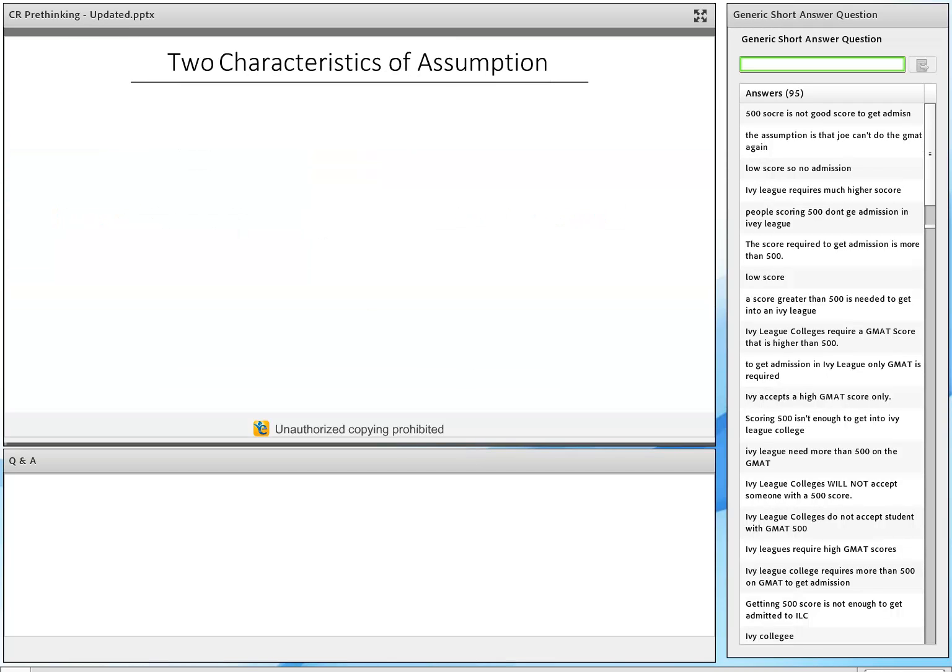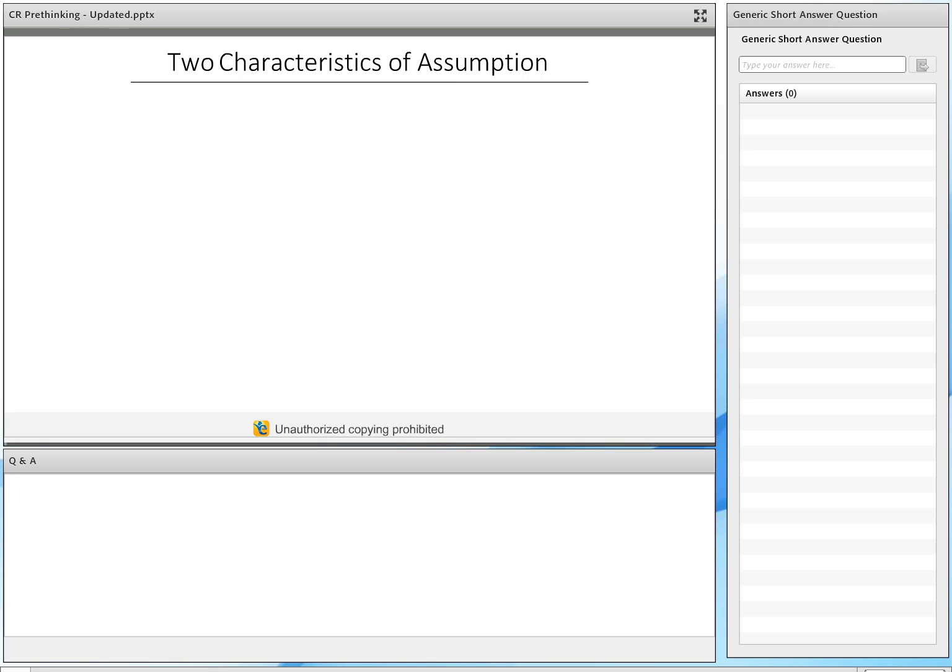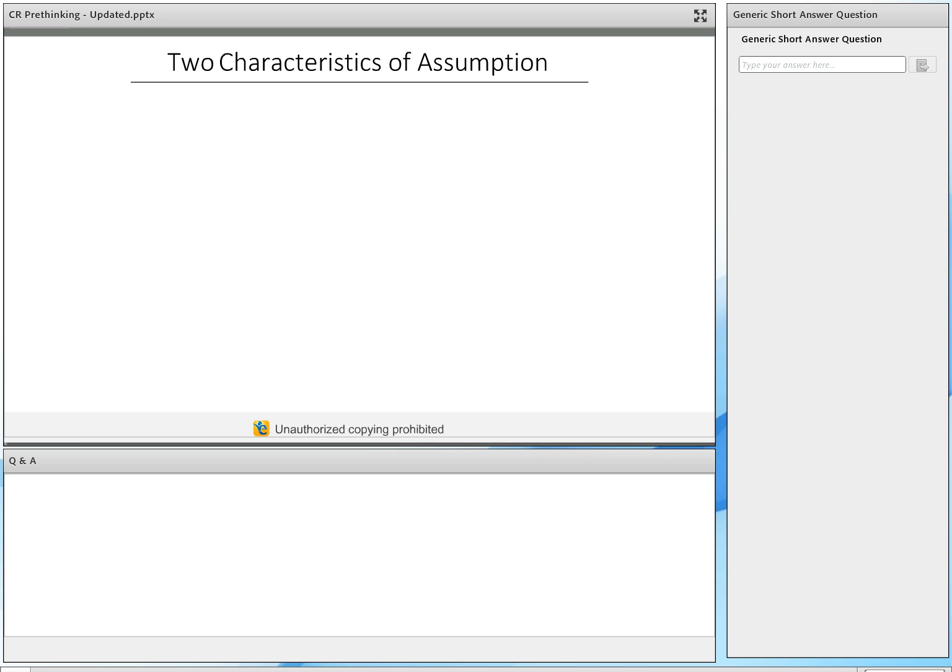Okay. So essentially there are two characteristics of an assumption. But first, what is an assumption? Can someone really tell me the real definition? And then we'll talk about the two characteristics of an assumption.